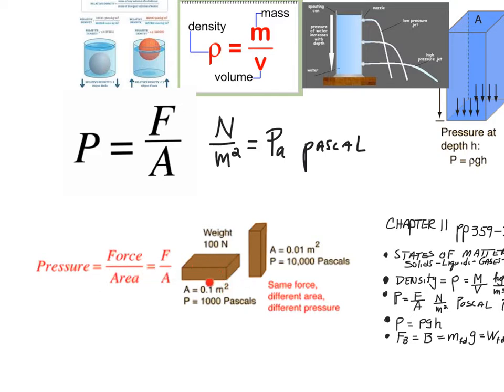And if you had this block weighing 100 newtons lying on its large face, the pressure would be less than if you stood it up on its smaller side face. You see the pressure here is 1,000 pascals, and here it's 10,000 pascals. Remember what we said earlier, the pressure due to the atmosphere is 100,000 pascals. So the numbers in pascals are often going to be quite large, generally in the thousands or higher.